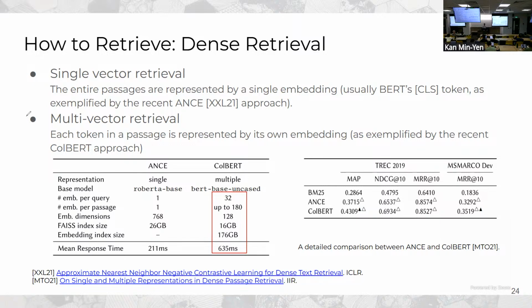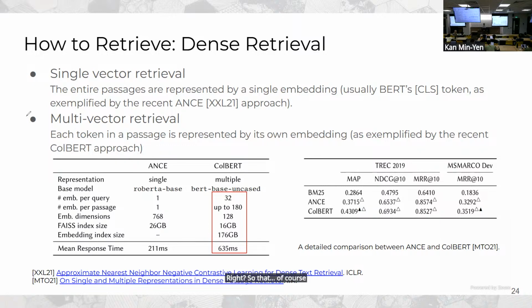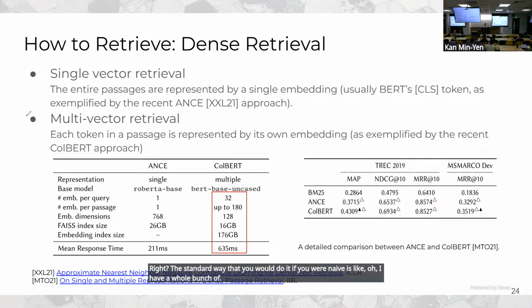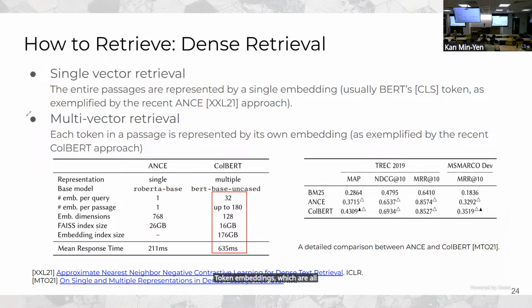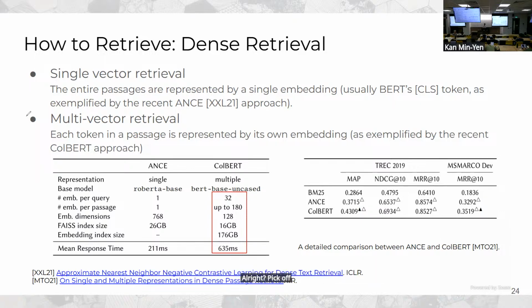So why is that? You can think about it, right? If you're using a single vector, you have to cram all the information about whatever you're asking into a single representation, right? So that, of course, is going to be lossy. You can't represent everything very well. The standard, naive way would be: I have a whole bunch of token embeddings, which are all vectors, so I'm just going to average all of them. Take all the n vectors, average them all, and get an e vector out, right?